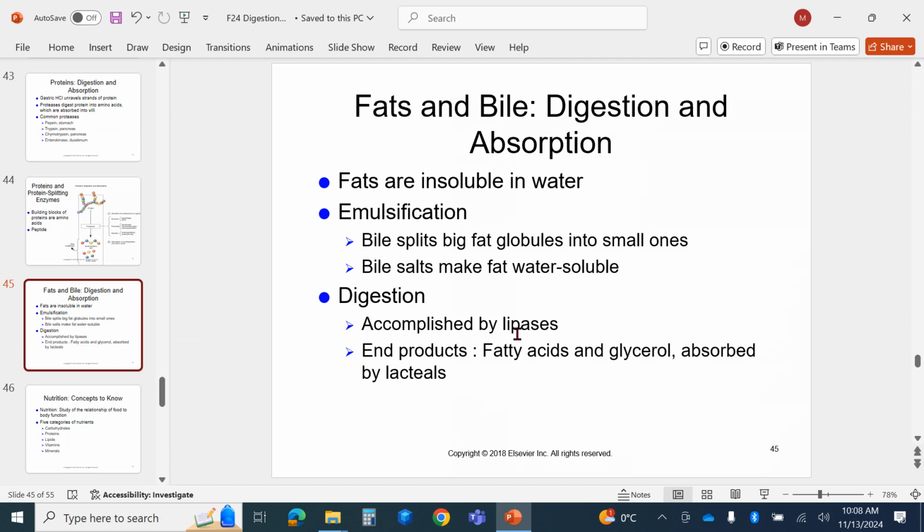Fats are insoluble in water. As we know, oil and water do not mix. So how do you break down something in a person who is 75% water? How do you break down fats? Well, you need bile salts. It's kind of like soap in the effect that it emulsifies. The bile splits these big fat globules into smaller ones, and eventually into smaller and smaller ones, eventually making them water soluble.